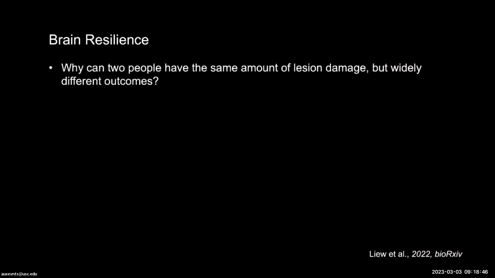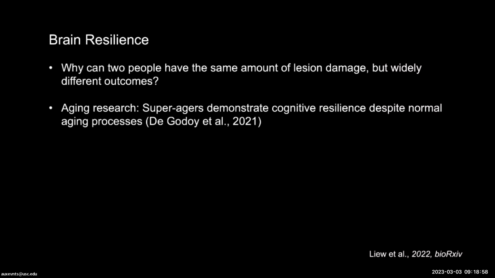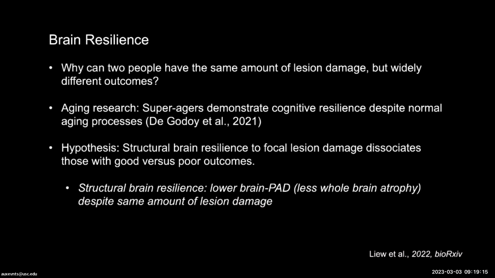And I think that relates to a question that I also think about: why can two people have the same amount of lesion damage, but such widely different outcomes? I started thinking about resilience, and I was looking into the literature on what exists. It turns out in aging, there's a lot of literature on super agers. These are people who show cognitive resilience despite normal aging processes. So the brains look the same, but they somehow manage to have resilience and have better cognitive performance than other people.